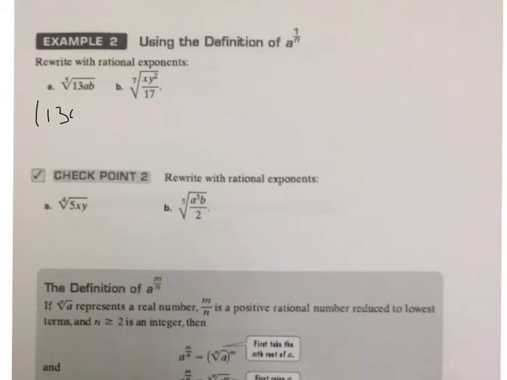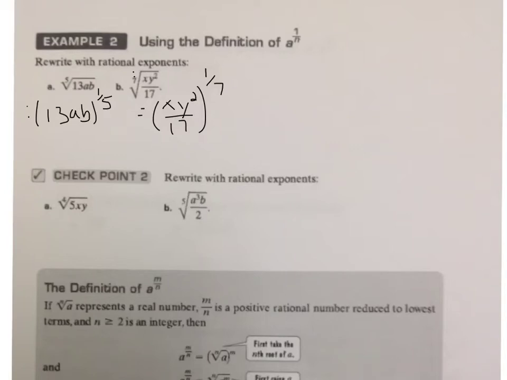So we got 13ab to the 1/5. 1 goes on top because there's no other power to deal with other than the root, which is 5. There will be in the next part where we change that 1 on top to something different. So let's move on to B. You've got xy squared over 17, and that's all raised to the 1/7, because 7 is our root right there. So that's all you've got to do for A and for B.